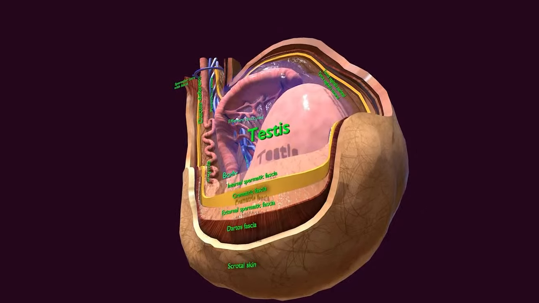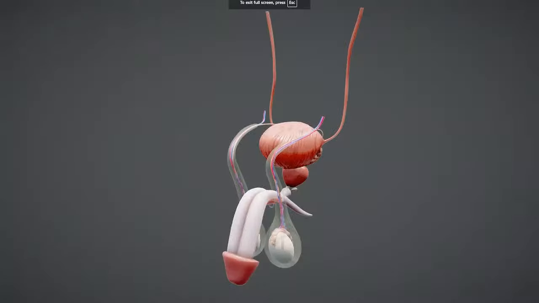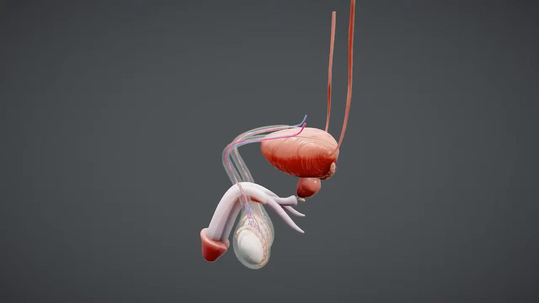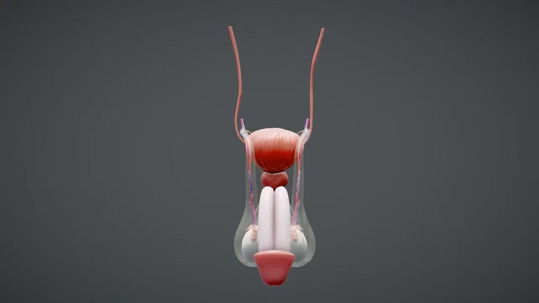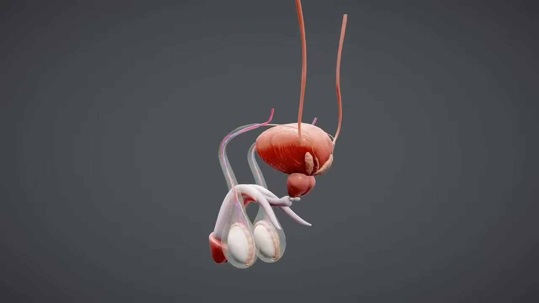It contains muscles like the cremaster muscle, which help regulate the distance of the testes from the body based on temperature. So in conclusion, the male reproductive system is not only essential for reproduction, but also plays a significant role in overall male health and vitality.